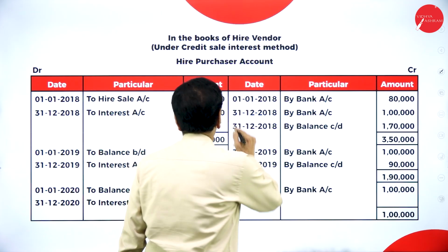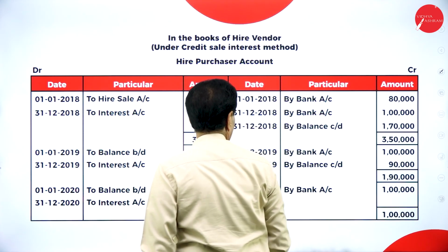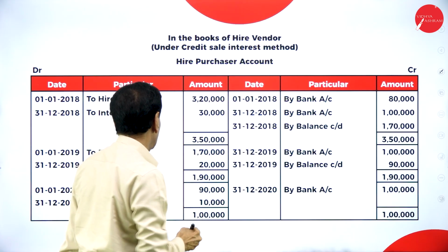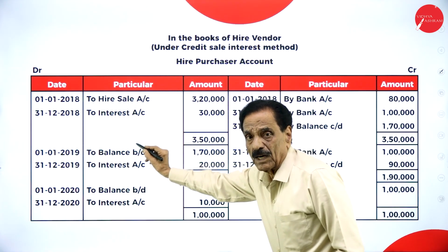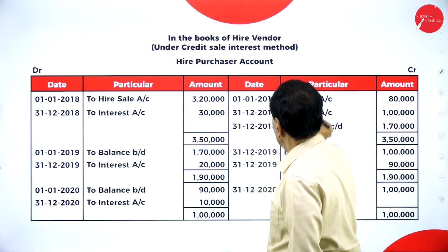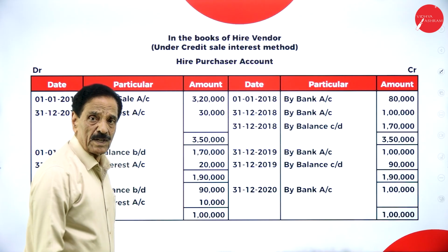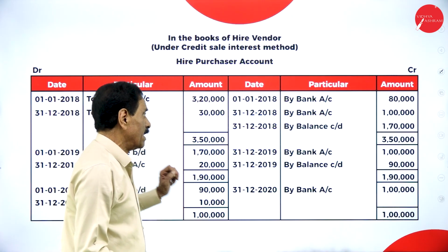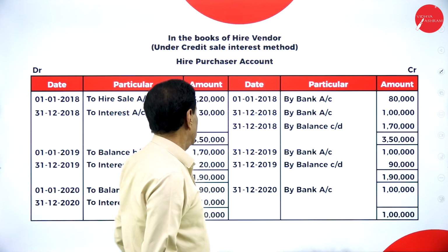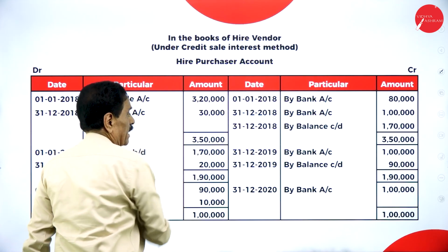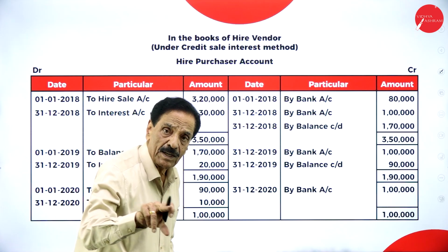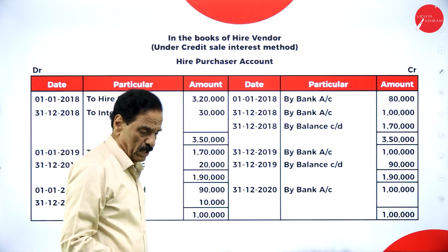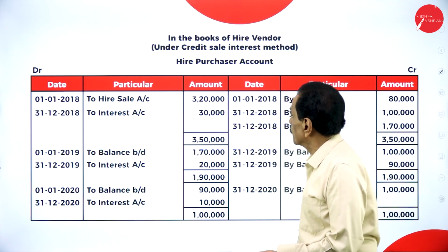What is the entry? Hire purchaser account debit to sales account. When you receive the first down payment, bank account debit to hire purchaser account. Interest, hire purchaser account debit to interest. When you receive the first installment, bank account debit to hire purchaser account. This entry you have to remember. Hire purchaser account debit to sales account, bank account debit to hire purchaser account, hire purchaser account debit to interest account. We receive the first installment, bank account debit to hire purchaser, carried down, brought down. Same thing goes. So we'll move on.